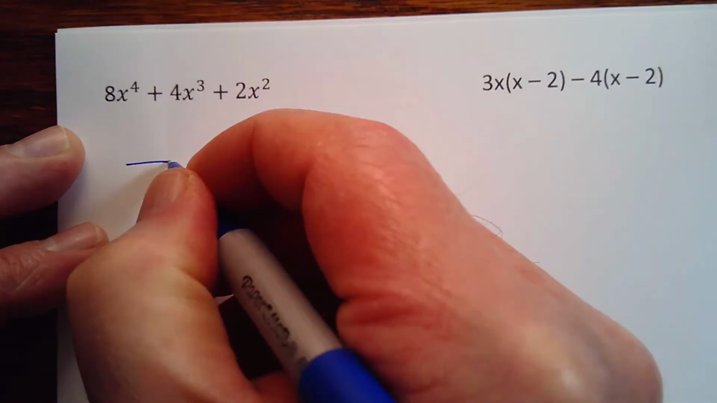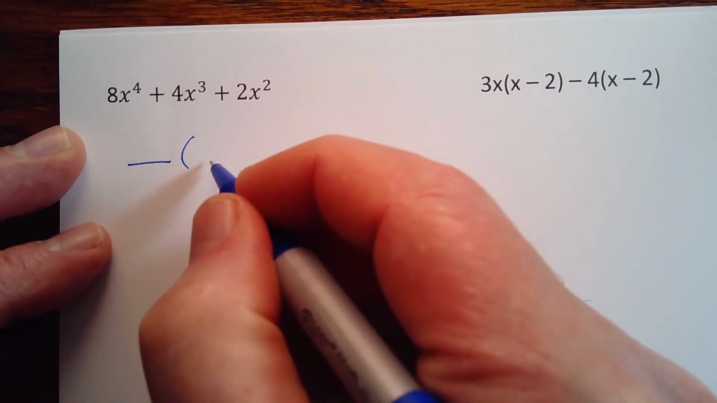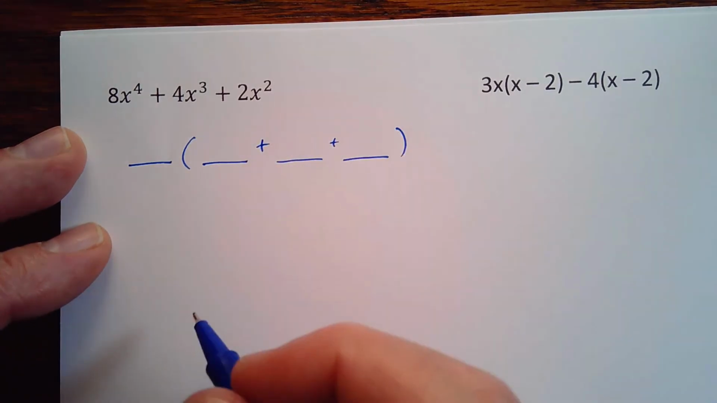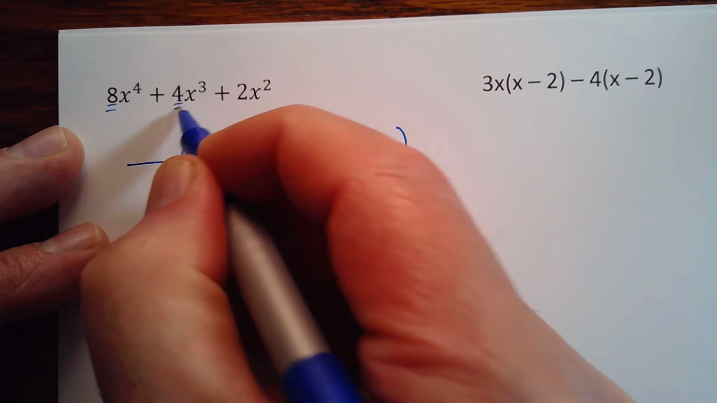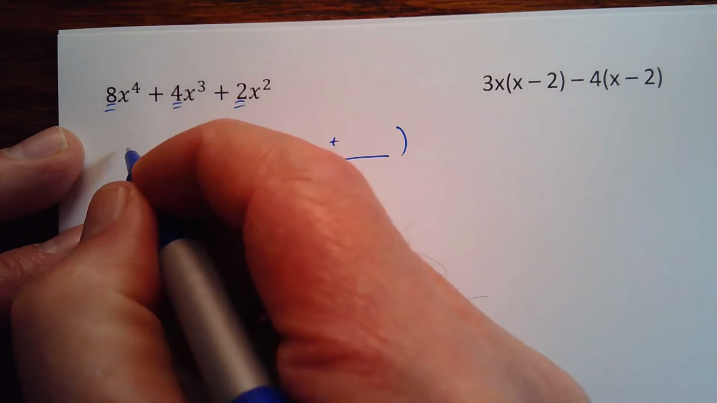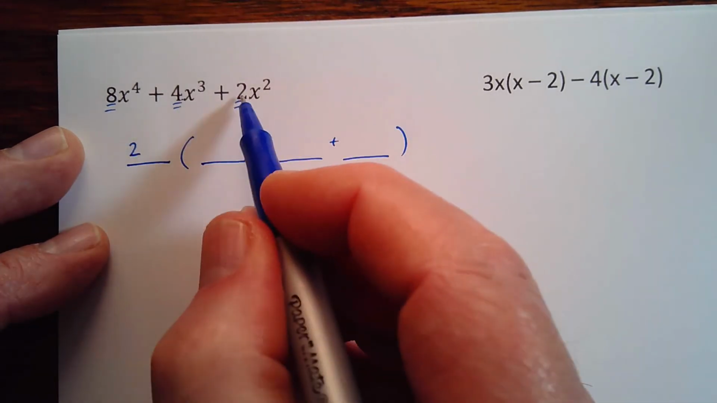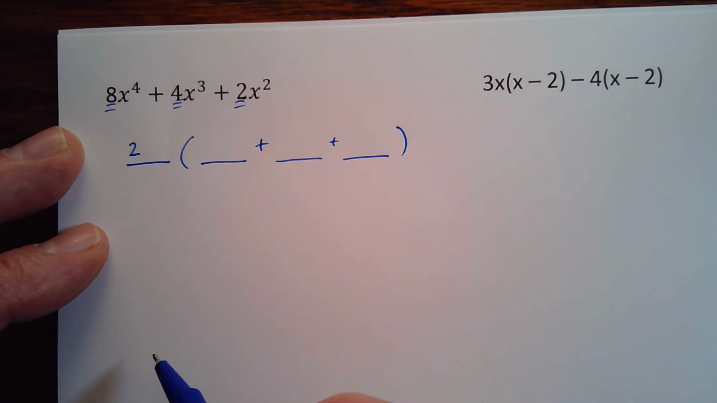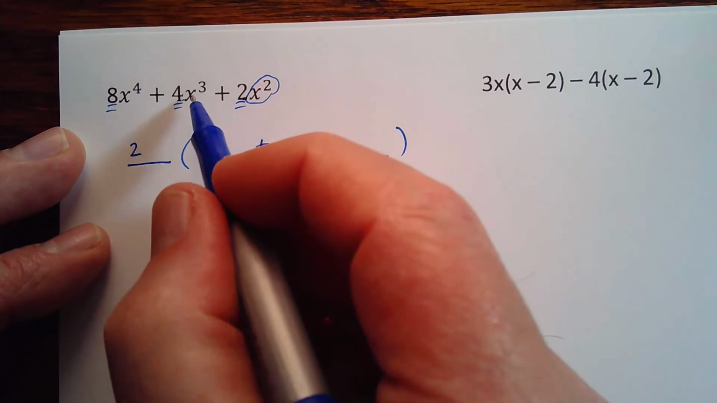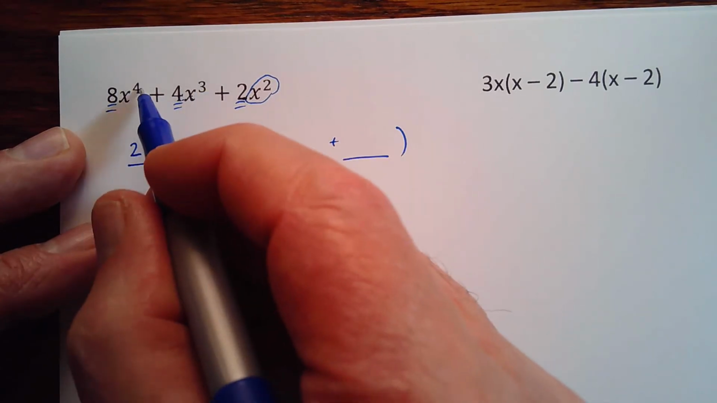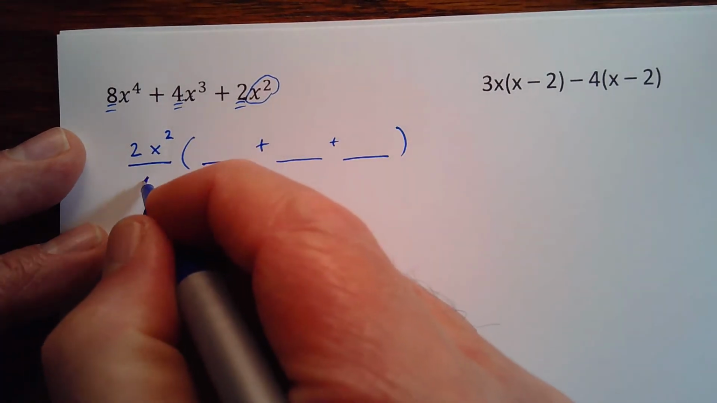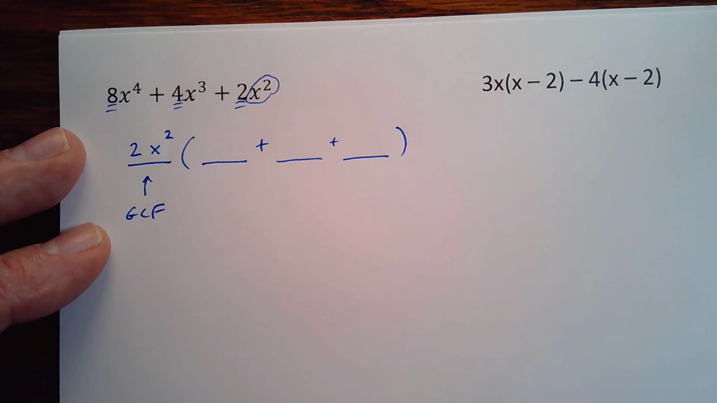All right, so if you started out correctly, you should have had the GCF blank and then 3 blanks on the inside of parentheses. Looking at 8, 4, and 2, what's the greatest common factor of those 3 numbers? That would be 2. There's a 2 and 4, there's a 2 and 2 of course, and there's a 2 and 8. Then I look at my lowest power, that's x squared, and there's an x squared and x to the 3rd, and also an x to the 4th, so x squared is also part of my GCF. So that's the GCF that I can factor out.